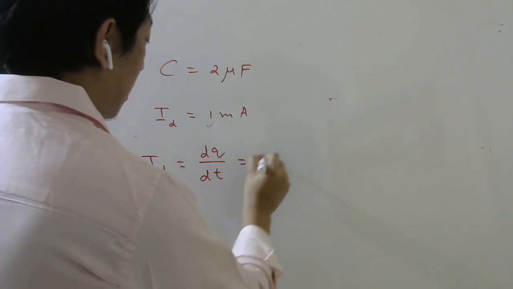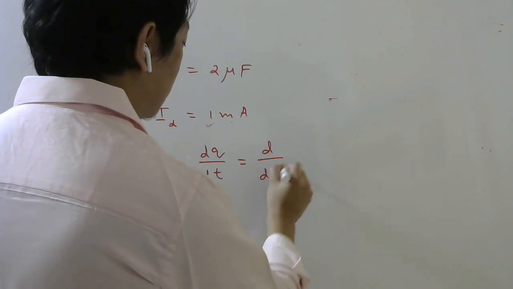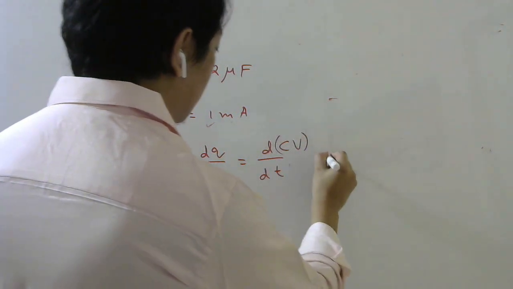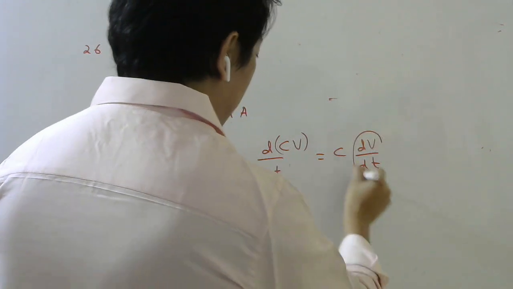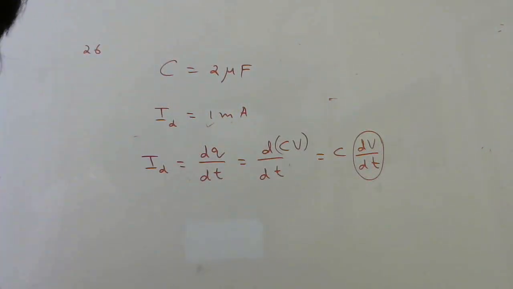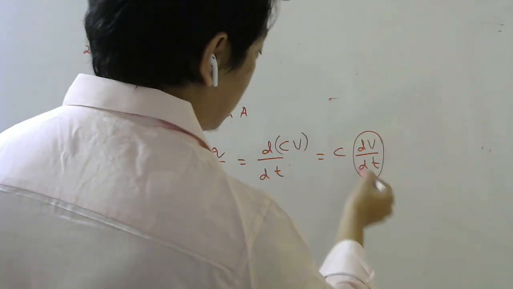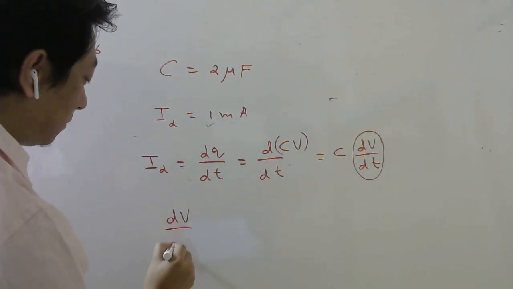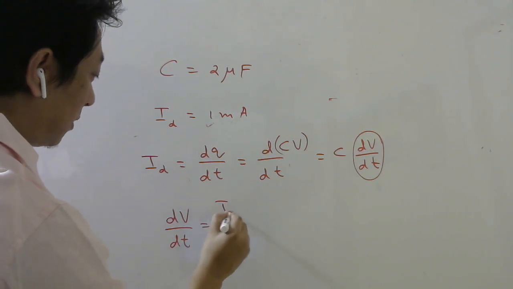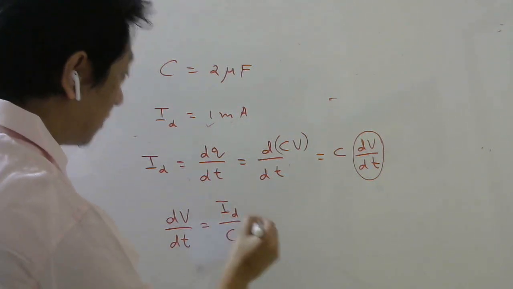And in a capacitor, what is Q? Q is C into V. C is constant, so dV by dt. So you have to apply a voltage which varies with time according to this formula. So what will be dV by dt? Displacement current divided by C.